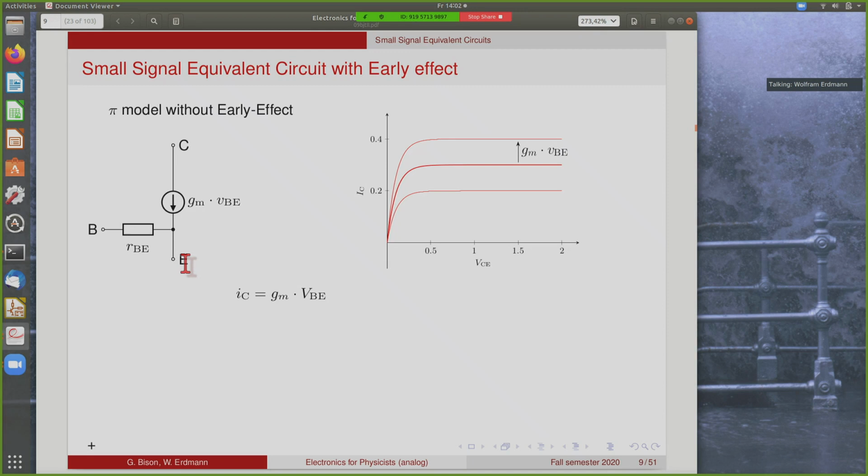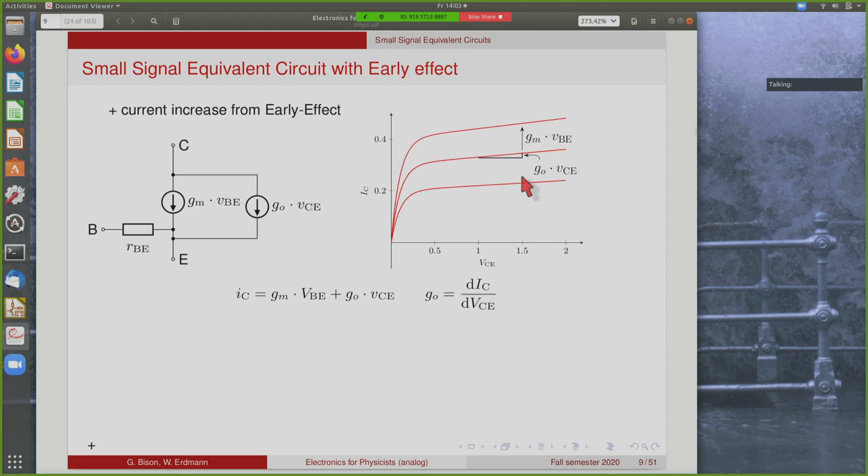If we have the model without the early effect, then the collector current is simply Gm times VBE and independent of VCE. This is shown here. So you have these curves that show the current as a function of VCE, which become flat in this active region. And of course, the small signal models will only work in the active region. They're never used in the saturation region. So here the current grows as Gm times VBE and is independent of VCE.